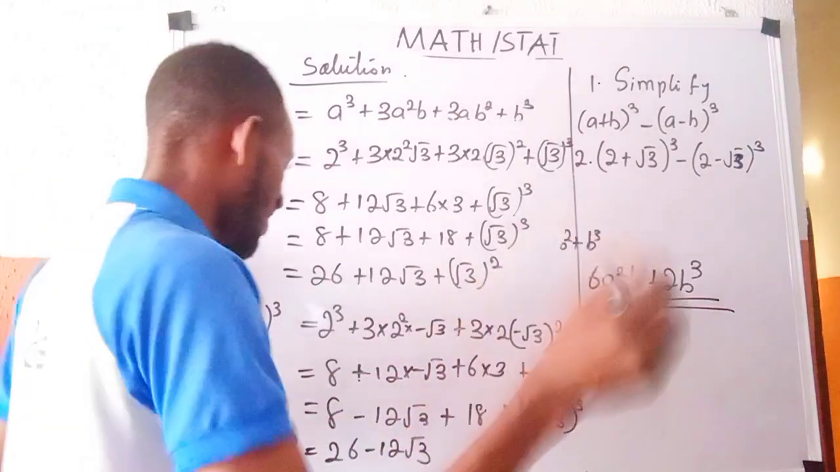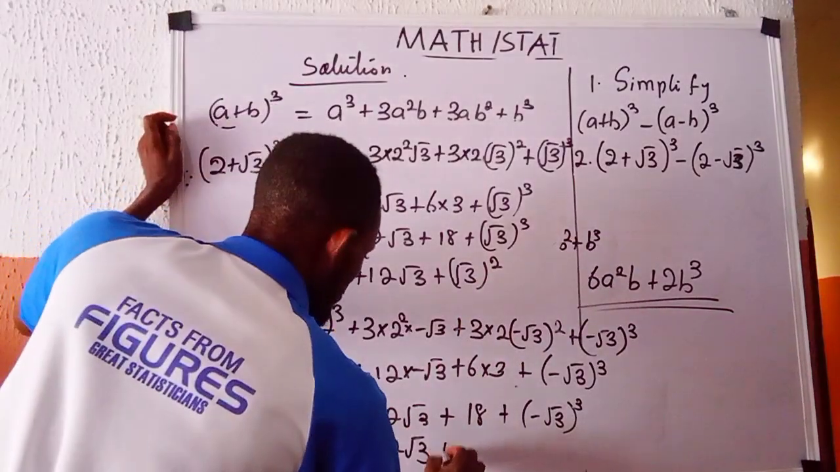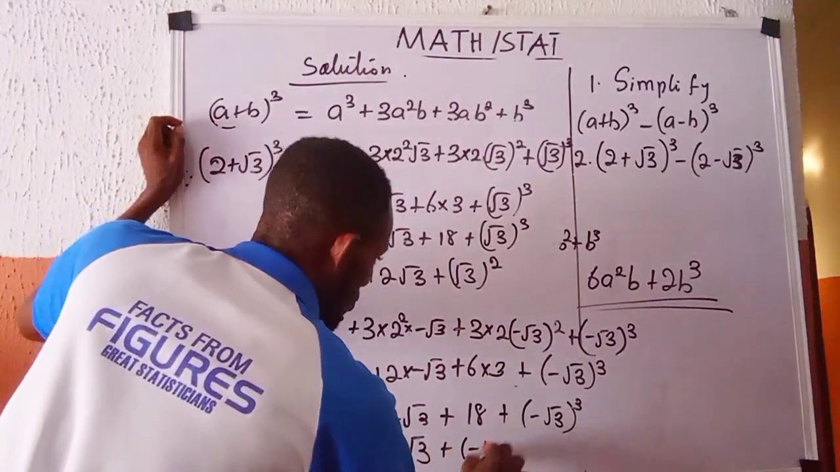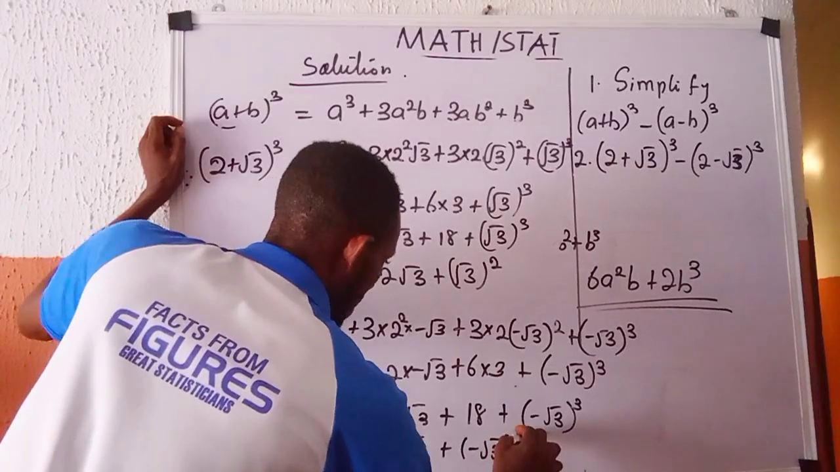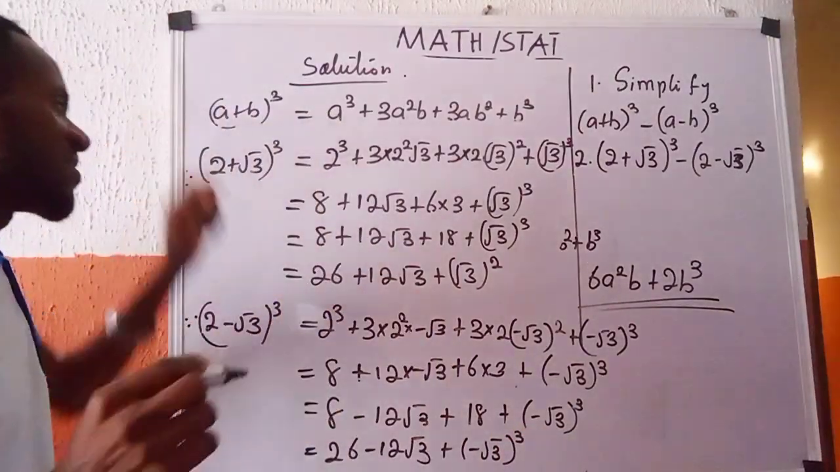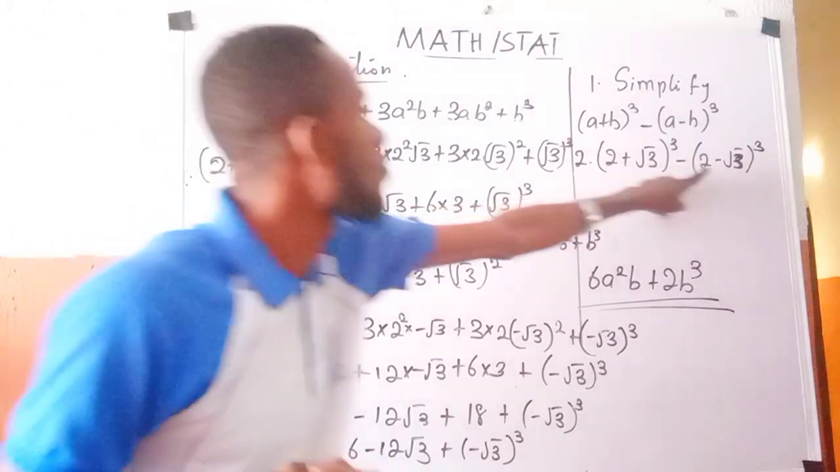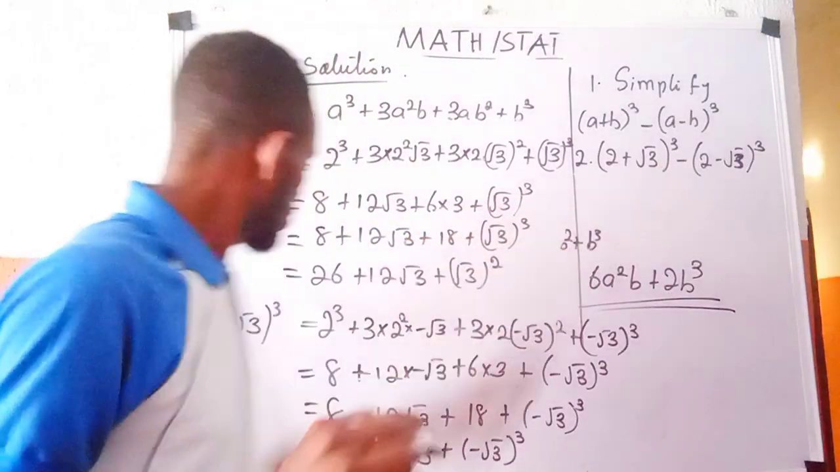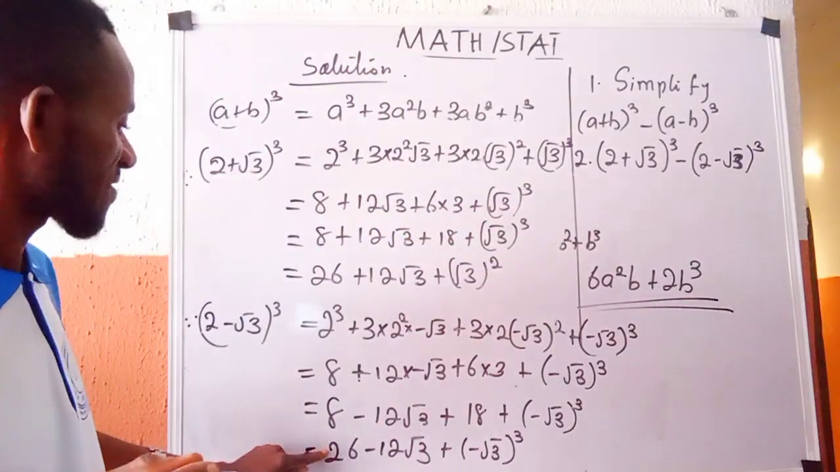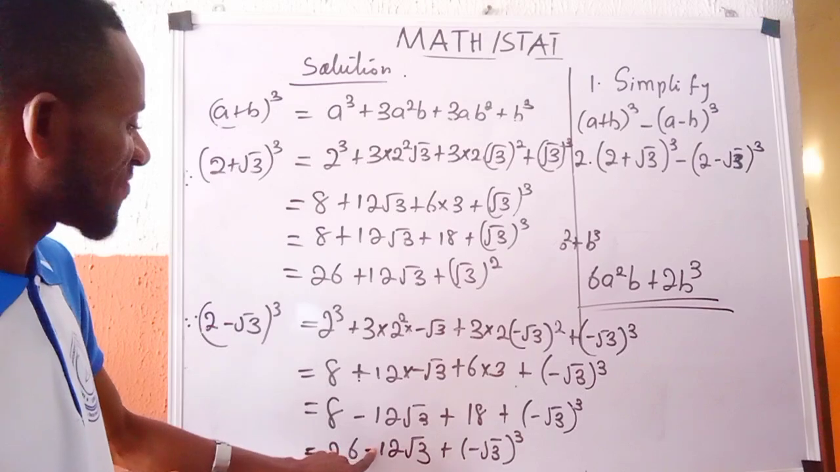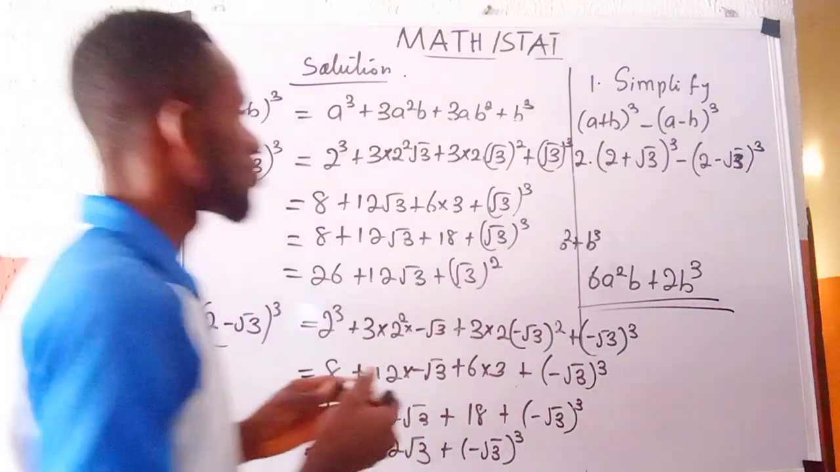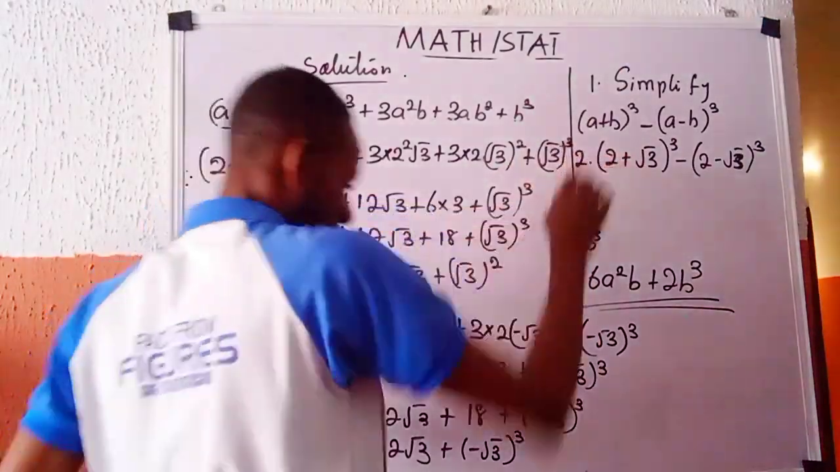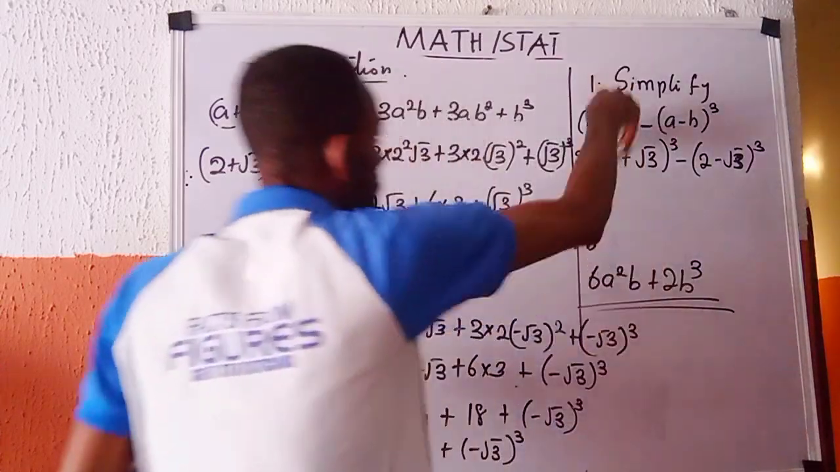In fact, let me for now handle it that way by saying plus minus root 3 all raised to power 3. We are asked to remove this one from this one. So here is going to turn to minus, here is going to turn to positive, here is going to turn to minus. So please permit me to clean this part of the question.